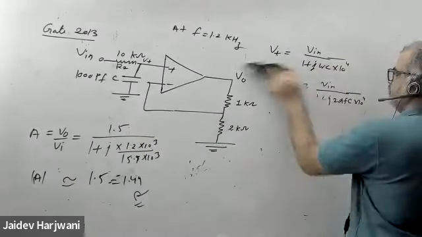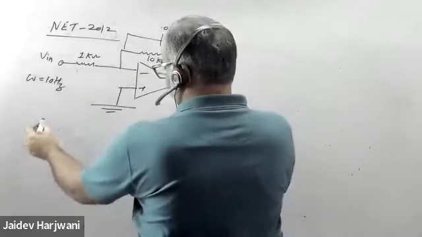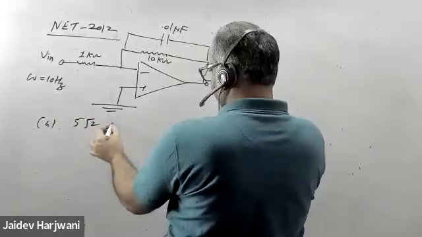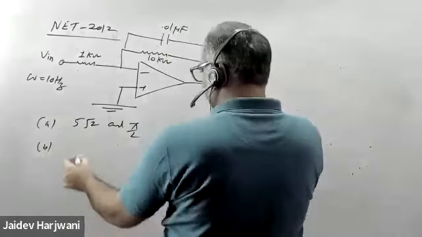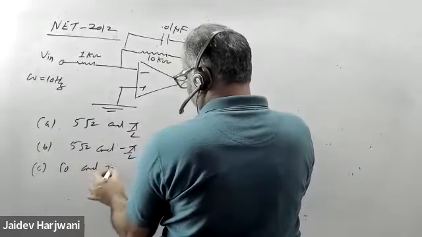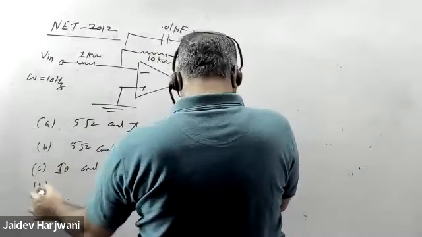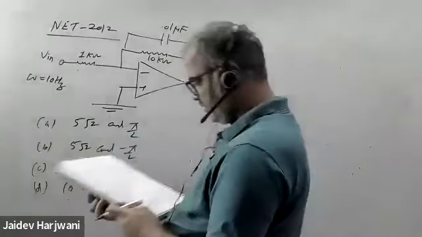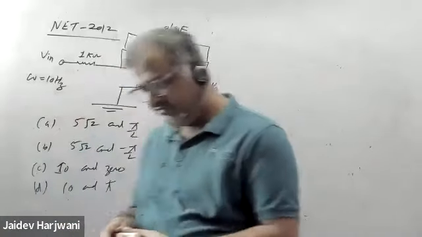So they're asking: V input is a sinusoidal input signal of frequency 10 hertz, only 10 hertz. So the magnitude of the gain and phase shift they are asking equal to. Options: A, magnitude of gain 5√2 and phase pi/2. Second option, 5√2 and minus pi/2. C, 10 and 0. And D option is 10 and pi. So these are the options. Tell the magnitude of gain and phase.